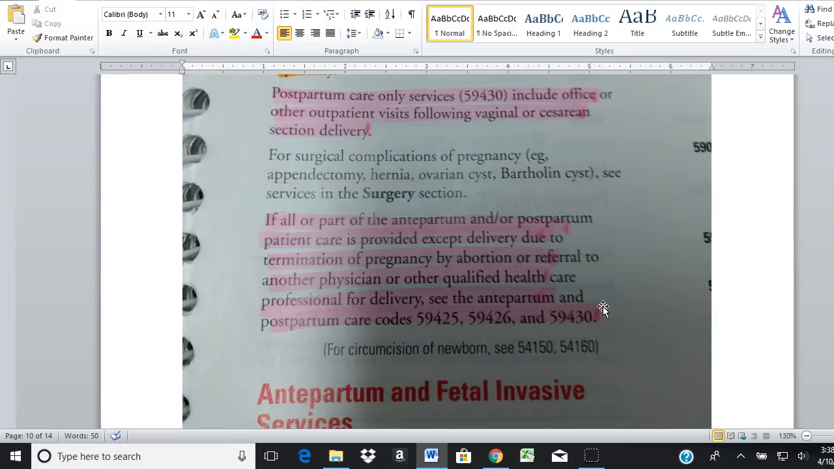We also have labor and delivery and postpartum care separate, also for patients that need to be switched over from what we consider kind of the traditional OBGYN to a specialty OBGYN, depending on what the issue might be. Now, this is important. If all or part of the antepartum and or postpartum patient care is provided except delivery due to termination of pregnancy by abortion or referral to another physician or other qualified healthcare professional for delivery, see the antepartum and postpartum care codes.